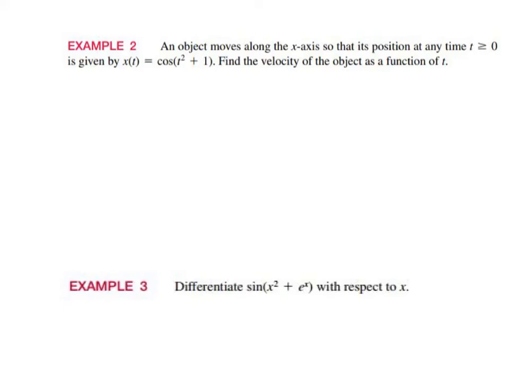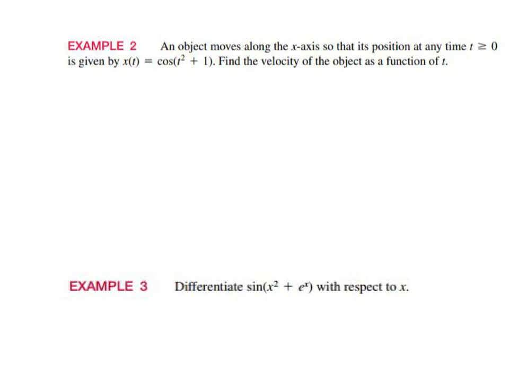An object moves along the x-axis so that its position at any time t greater than 0 is given by x of t equals cosine of t squared plus 1. Find the velocity of the object as a function of t.